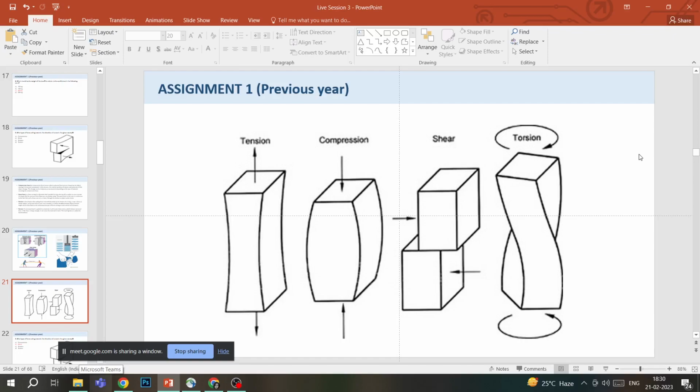When tension is applied to that rectangular box, it is getting stretched. It is getting thin in the middle. When compression is applied, it is getting thick in the middle because it is getting compacted. When shear is applied, it is sliding, dividing in two parts. And when torsion is applied, it is twisting. So this is how the shape of the structure would change with these different kinds of forces.